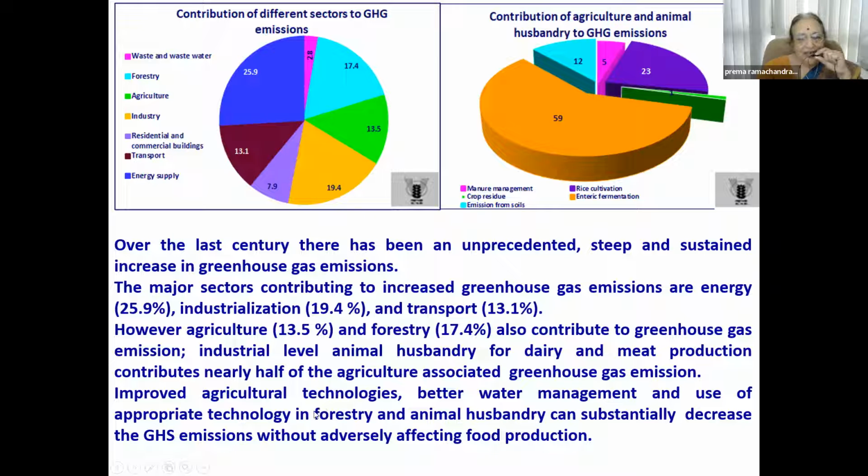So improvement in agricultural technologies, better waste management, and use of appropriate technology for forestry and animal husbandry can substantially decrease greenhouse gas emissions without affecting food production in developing countries. However, for industrialized countries, industrial level animal husbandry for dairy and meat production will have to be substantially reduced. There is neither the health benefit nor any other benefit for consuming so much dairy products and meat. And this is what is now being increasingly vocalized as the eat right movement in the developed countries.